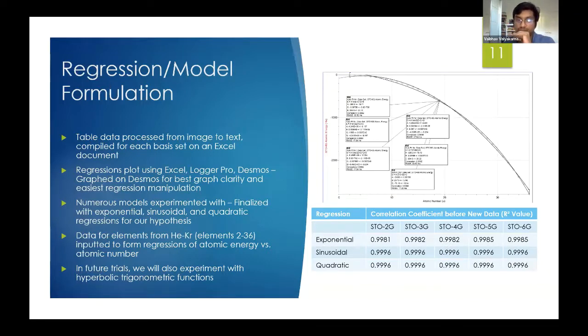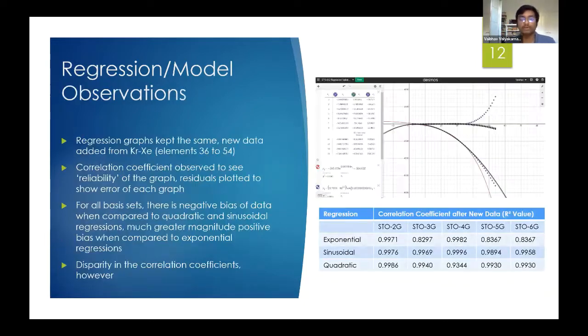And what you see here is the correlation, the R squared value for all of these initial regressions. As you can see, the sinusoidal and quadratic regressions are generally much more reliable and fit the data better than our exponential. In our future trials, because of a few suggestions, we're also thinking of trying hyperbolic trigonometric functions for the regression. So that's something I will be coming to later.